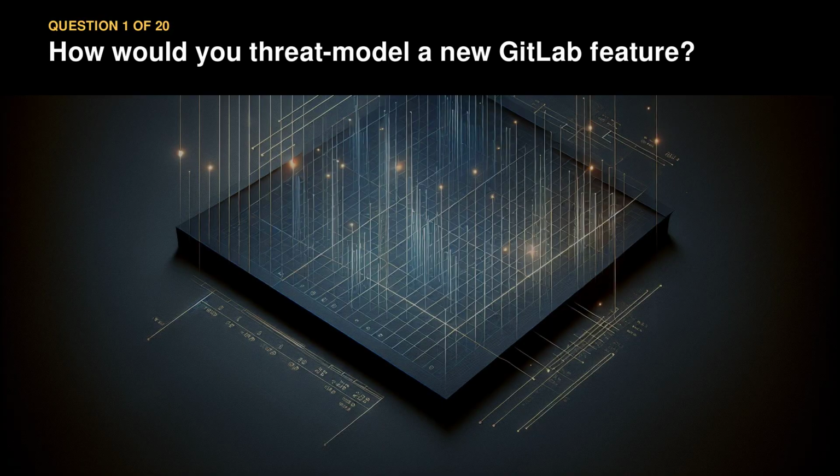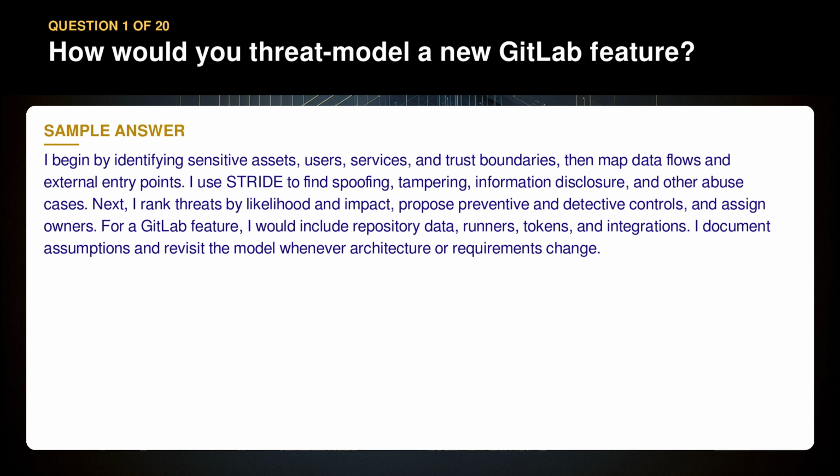Question 1. How would you threat model a new GitLab feature? I begin by identifying sensitive assets, users, services, and trust boundaries, then map data flows and external entry points. I use STRIDE to find spoofing, tampering, information disclosure, and other abuse cases. Next, I rank threats by likelihood and impact, propose preventive and detective controls, and assign owners.